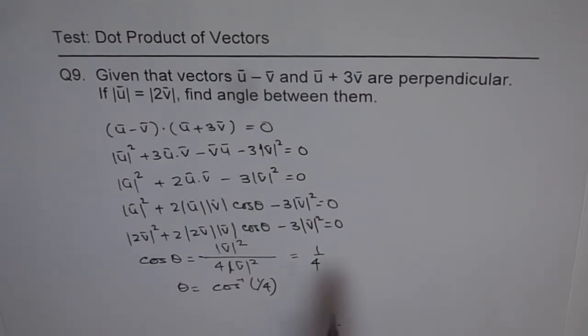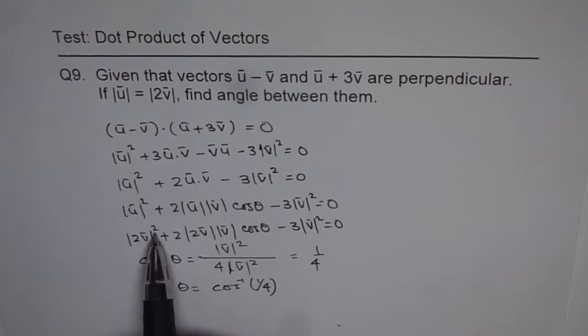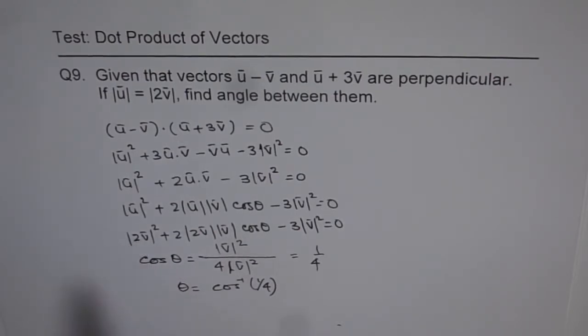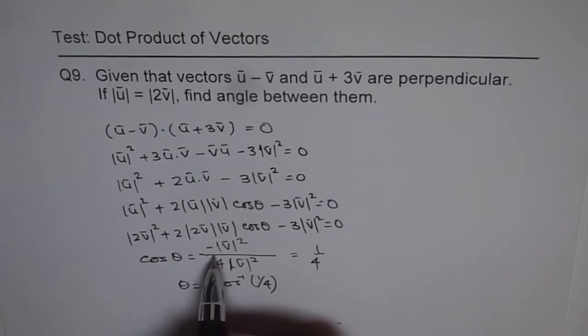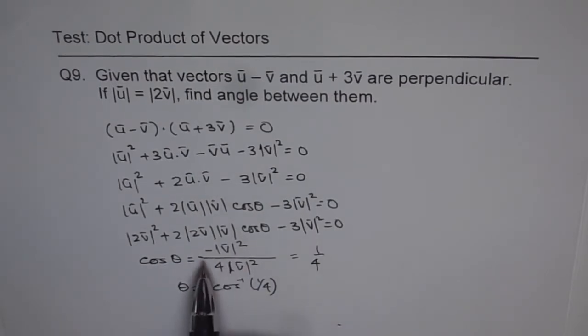We actually made a mistake here, and the mistake is that in 2v whole square, this 2 has to be squared, so it becomes 4v square, right? So that is a correction, and therefore when we take it to this side, it is minus v square, right? So that is a correction.